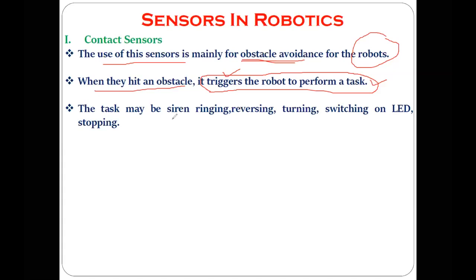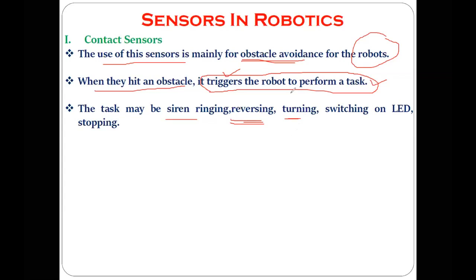As soon as our car is going to touch something, automatically a sound, a siren, starts ringing in our car. In the case of the driverless car, a reversing operation can happen automatically if the car is about to touch something. Turning can also be possible. Turning information can also be given with the help of the contact sensor.